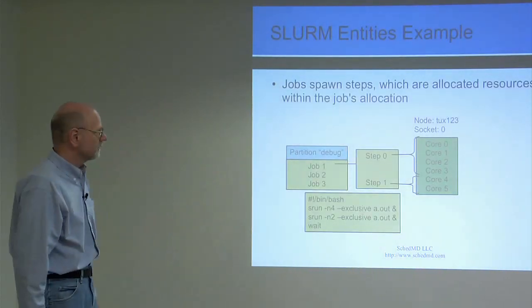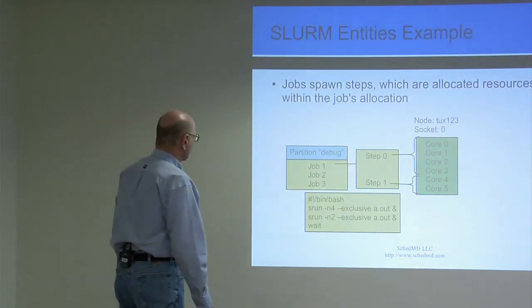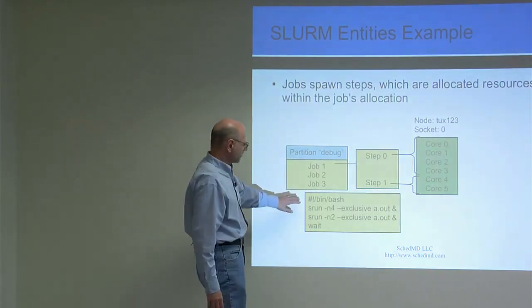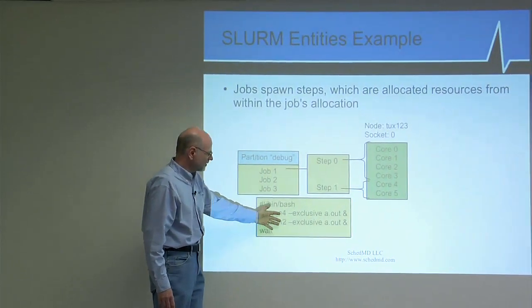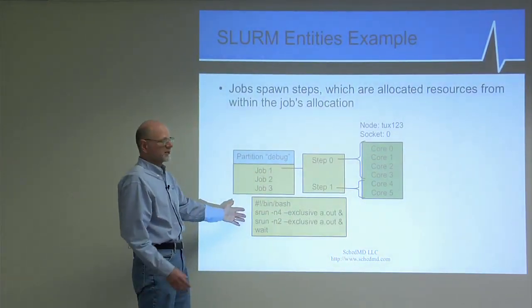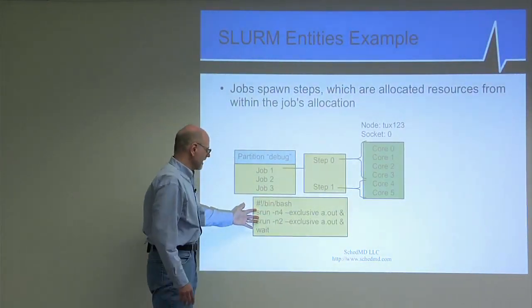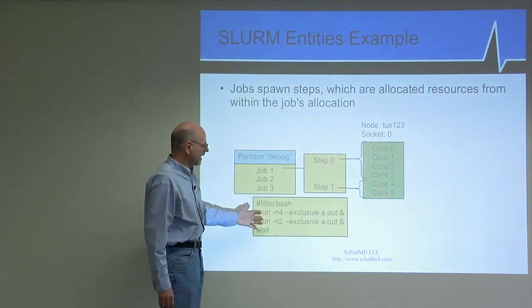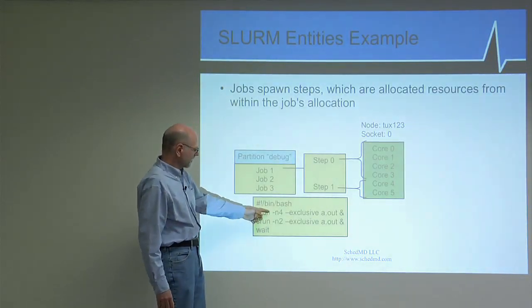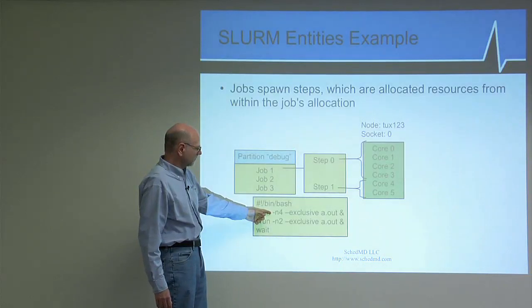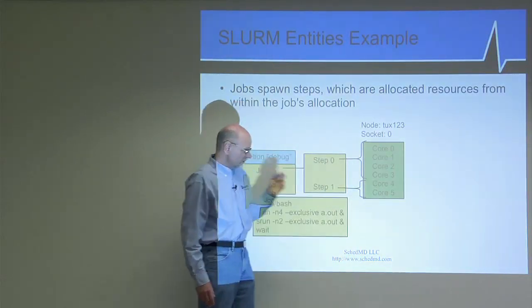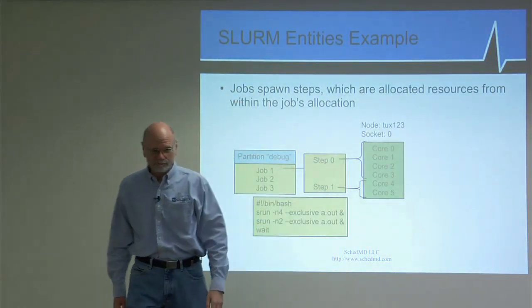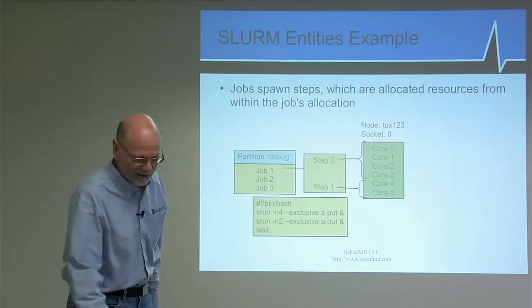And then within the job, if it's a batch job, it would typically be a script, something like this, and the user could run a couple of job steps. And again, these could be MPI jobs. In this case, I've requested to run 4 tasks for the first step and 2 tasks for the second, and by default, we'll just divvy them up like that. So they get allocated separate cores.